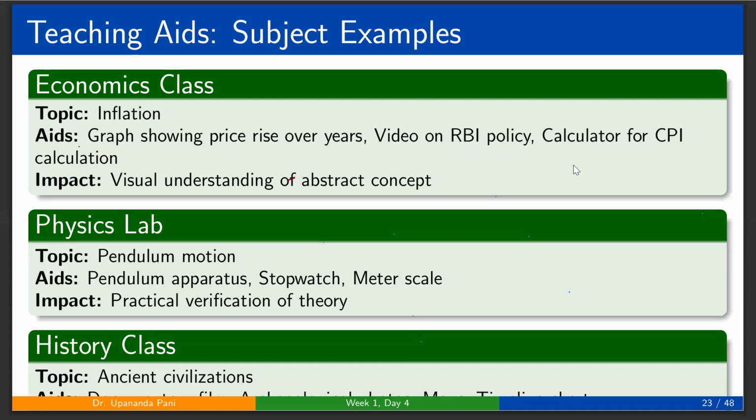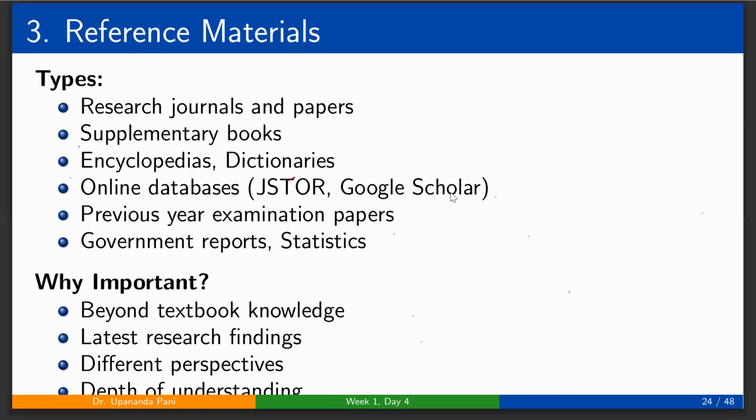So you have to be innovative. Then only your class will be interesting. In fact, there will be visual understanding of the abstract concept. It means the students will be able to understand, and that is the satisfaction you will get from your class when the students show improvement.